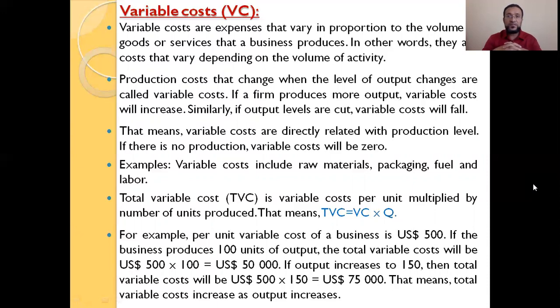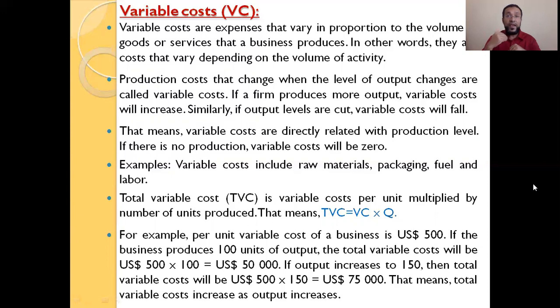If a firm produces more output, variable cost will increase. Similarly, if output levels are cut, variable cost will fall. That means variable costs are directly related with production level. If there is no production, variable cost will be 0. All right. Examples of variable cost include raw materials, packaging, fuel, and labor.